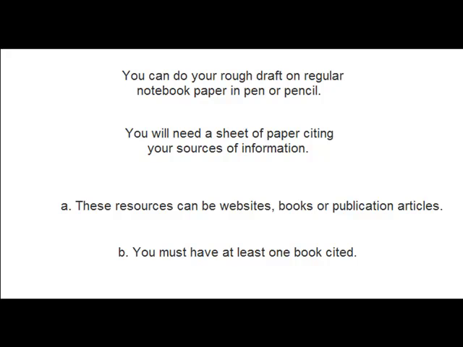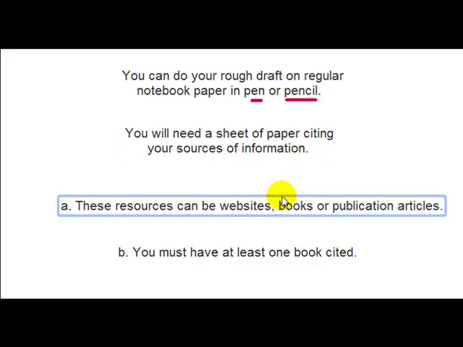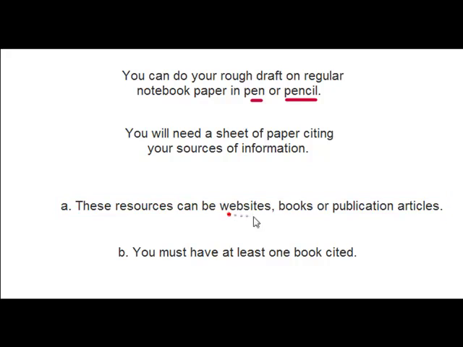Okay, here's a couple more tips on how you can do your rough draft. You can do your rough draft on regular notebook paper in pen or pencil. You will need a sheet of paper citing your sources of information. These resources can be websites, books, or publication articles. And you must have at least one book cited. So you need to have a combination of at least one book, some websites, or some publication articles, or a mixture of any of those, but you need to have at least one book. That's the most important thing.